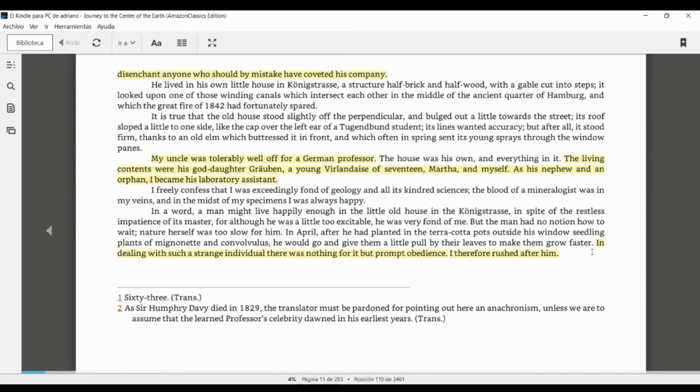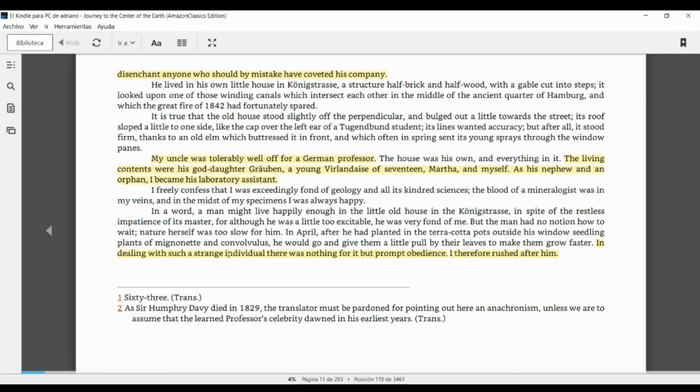And he's coming back to the real question, so why Professor Lidenbrock rushed into the house, saying, "In dealing with such a strange individual," which he has already described in chapter 1, "there was nothing for it but prompt obedience. I therefore rushed after him." And so we see that we have the end of chapter 1 with a cliffhanger, because we are still waiting for why he's rushing. And Verne is keeping our attention fully. We are fully in.